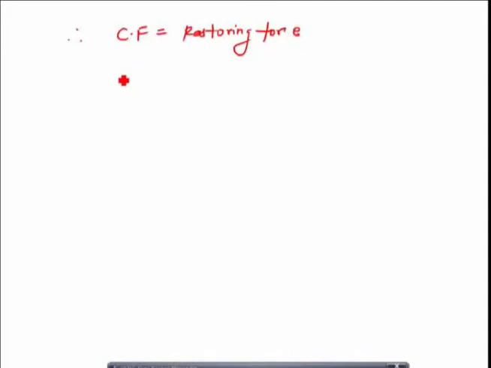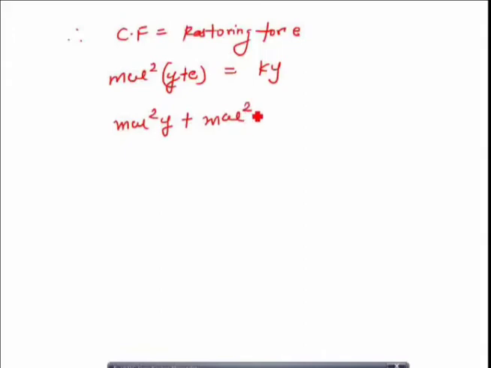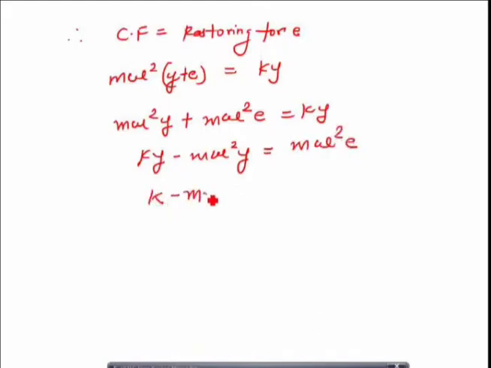Okay. What is centrifugal force? m omega square (y plus E) equal to the restoring force, which is nothing but K into Y. So this equation gives m omega square y plus m omega square E is equal to K into Y. I can write this equation as Ky minus m omega square y, so I can take Y as common, is equal to m omega square E. So from this I am getting (K minus m omega square) Y is equal to m omega square E.